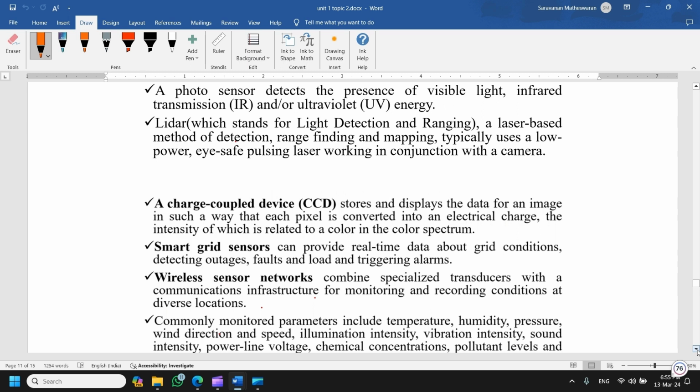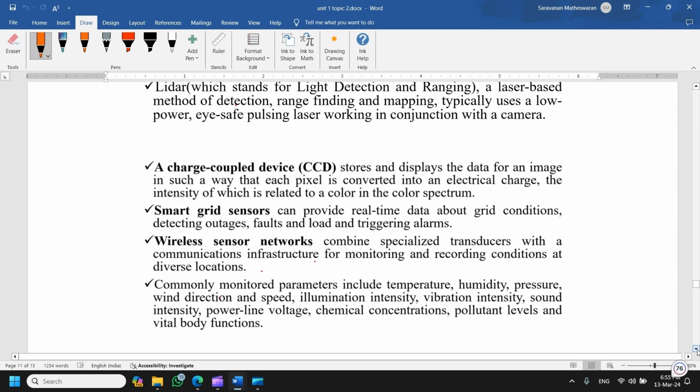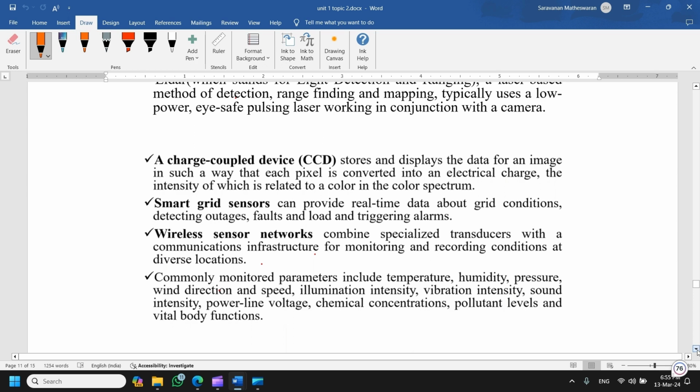Smart grid sensors can provide real-time data and grid conditions, detecting outages, faults, and load, and triggering algorithms. Then there are WSNs, wireless sensor networks, which combine specialized transducers with communication infrastructure for monitoring and recording conditions at diverse locations.